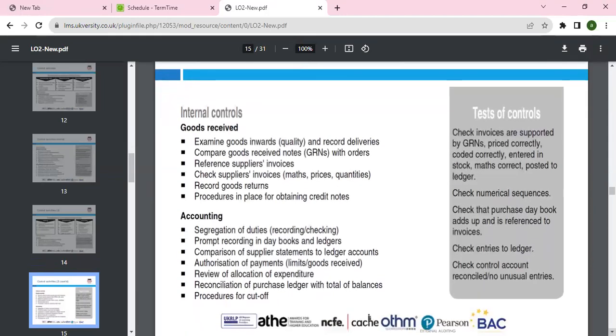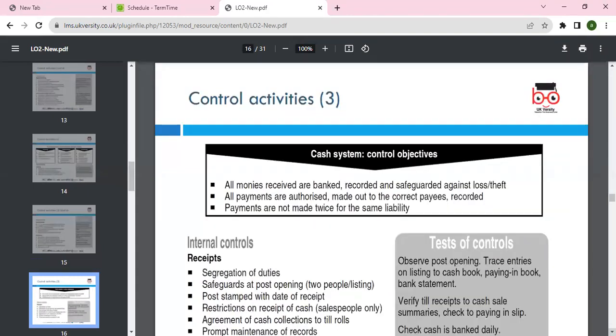So who is responsible? Segregation of duties, prompt recording in the day books, comparison with the supplier statements, authorization, reviews, allocation, reconciliation of purchase ledgers with the total balance, and procedure for the cutoff. Yes, that's the cutoff dates and the payments. There should be a control.